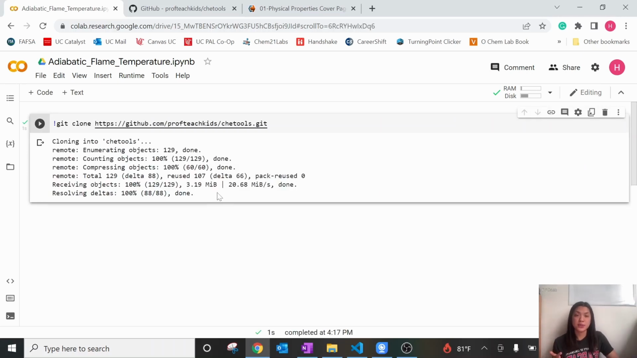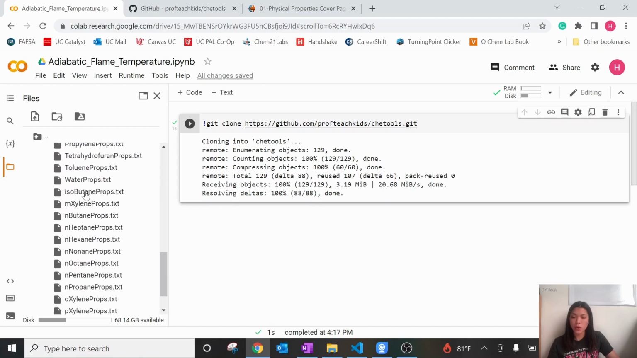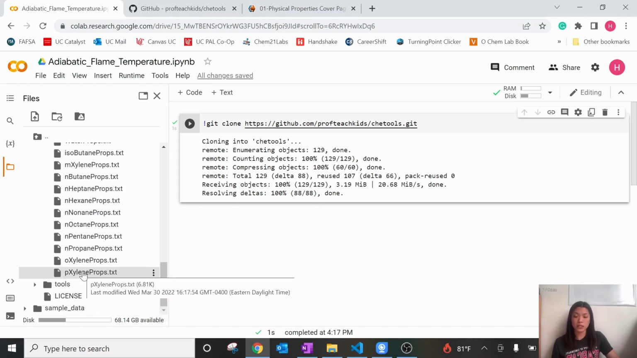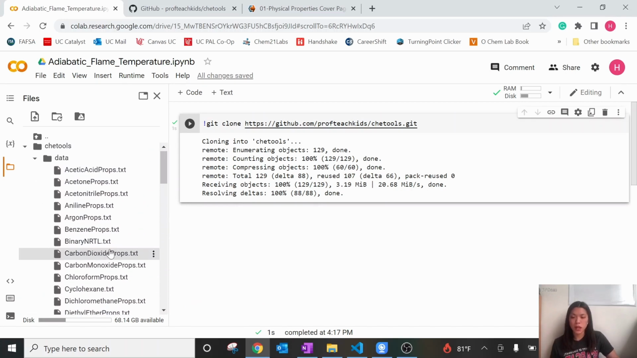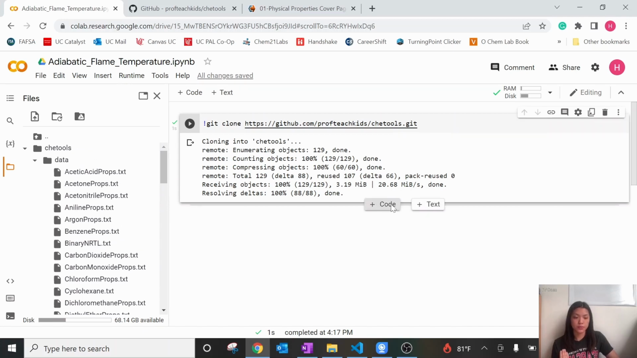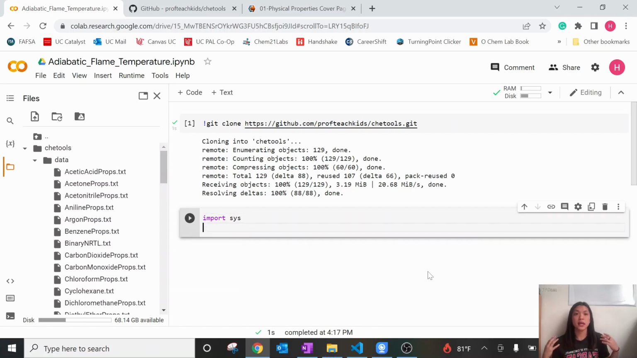Now that we have that repository imported, if we look over here in our contents, we can see that we have CHE tools completely loaded in, with the data of all the different components and compounds and their properties, as well as the different tools that we are now able to use. Now we have to add to our code a way for it to read this new repository. So we're going to import something called sys, S-Y-S. What sys does is basically help us locate what we're going to be using within our own code in the repository. Somewhat like an interpreter, it's going to take what we need and go look for it. So we have to tell it where to look.